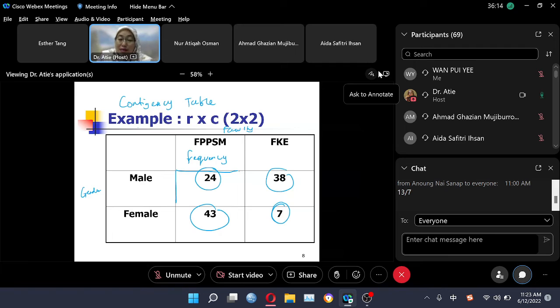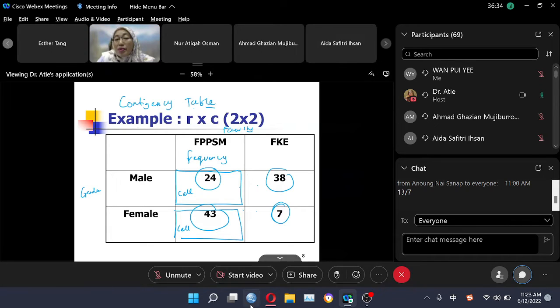Kotak ni dipanggil sebagai cell. So in our case, we have 4 cells: 1, 2, 3, 4. So the format or the size of this contingency table is represented by R times C. R is the row, C is for the column.